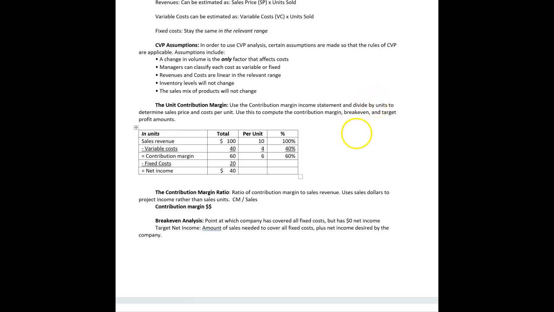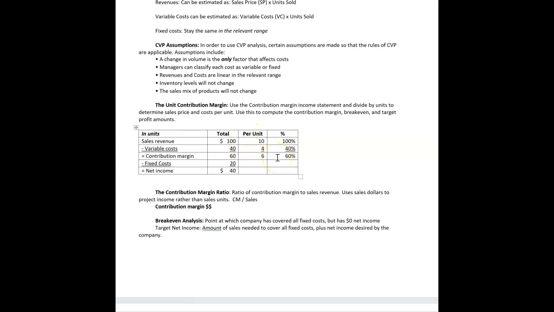We've got 3 columns here: total, per unit, and percent. And then I've got my basic contribution margin statement here. Sales revenue less variable cost is your contribution margin, less fixed cost is net income. So in total, these are our numbers. Per unit, all I've got to do is divide something by the unit price. Once I know what my volume is, I can figure out what all my per unit costs are.